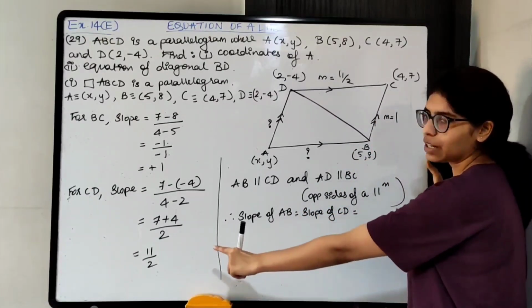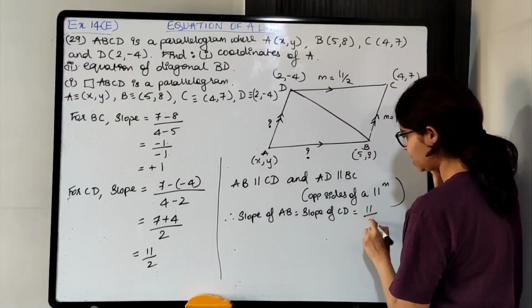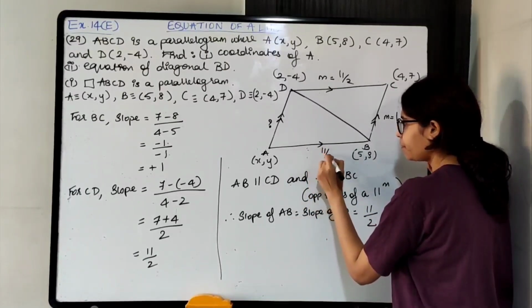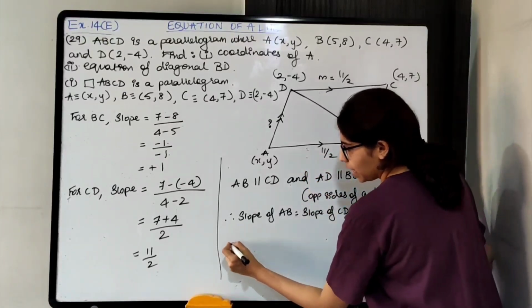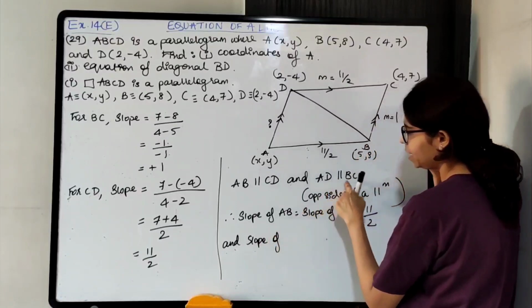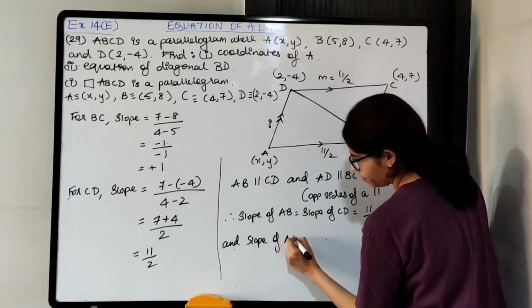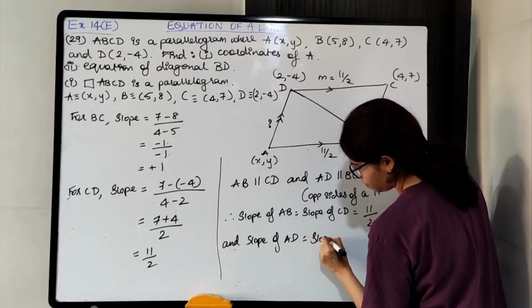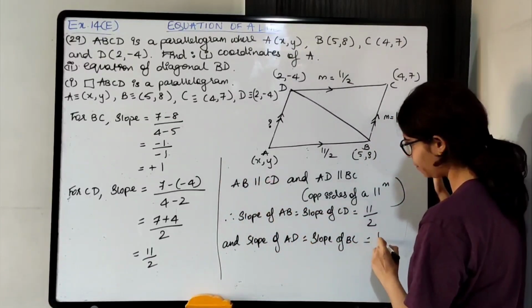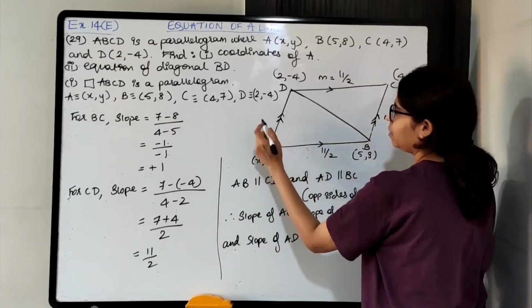Slope of CD क्या मिला है 11/2. So slope of AB is 11/2. Okay, we got the slope. And slope of AD is equal to BC. What is the slope of BC? 1. So slope of AD भी 1 है.